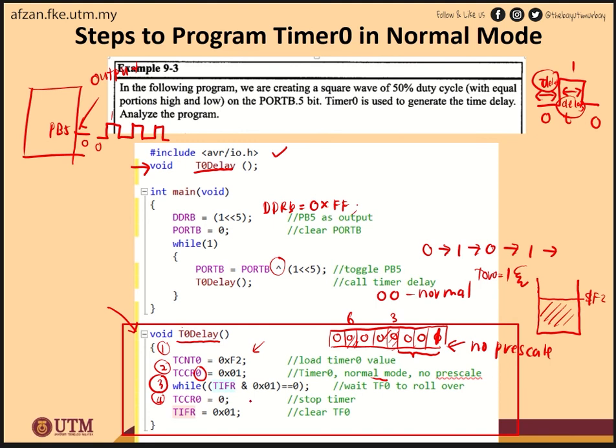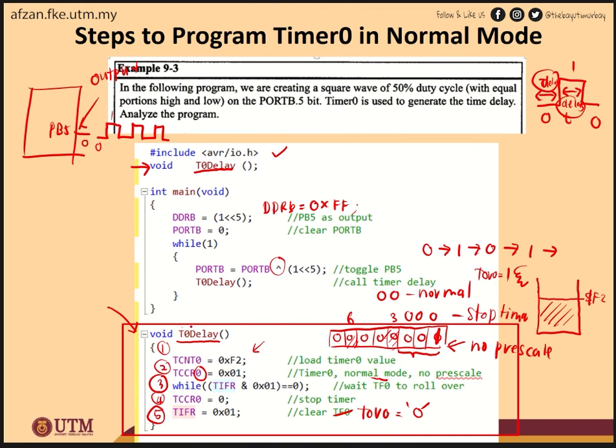TCCR0 equal to 0. What happened here? I stop my timer. Why do I stop my timer? Because I put 0, 0, 0 at my last 3 bits. 0, 0, 0 means a stopped timer. And step number 5, TIFR equal to OF01 means that I want to clear my TOV0, so that my TOV0 gets 0 value again. And then close curly bracket, and it will keep repeating whenever I call this subroutine.